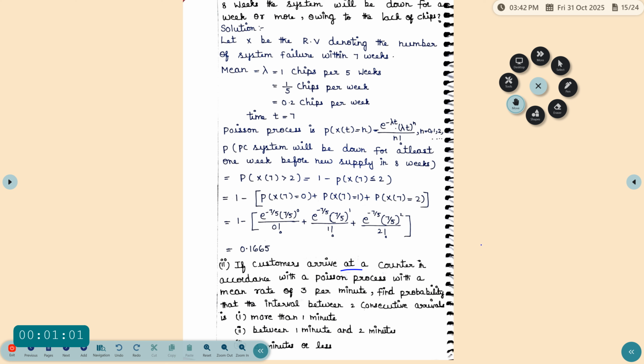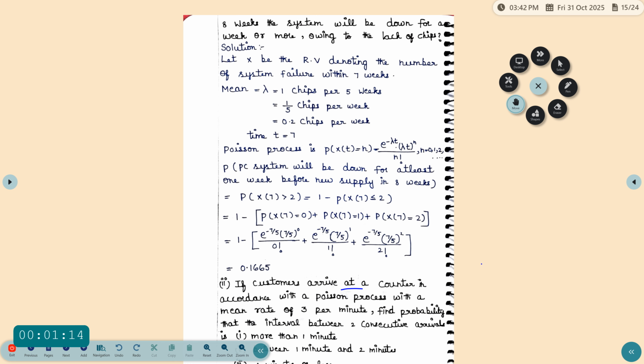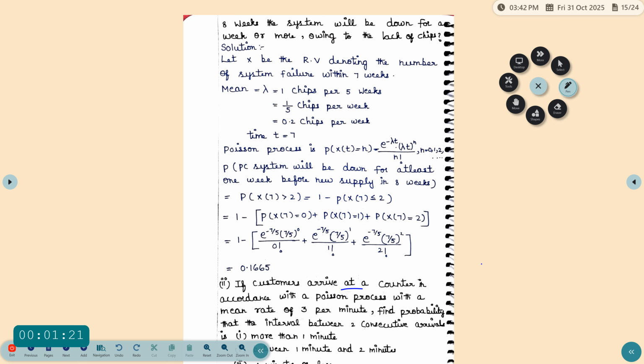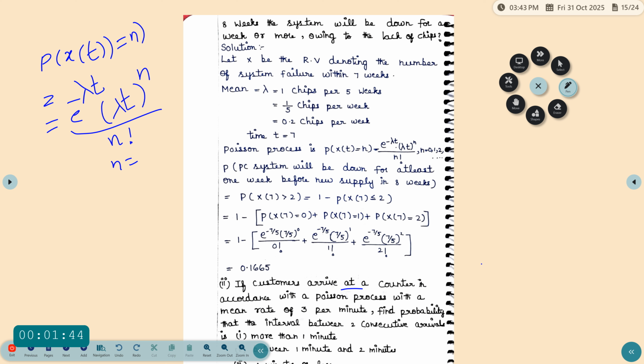So here we are going to use the Poisson process. X of t is a random process, and it is a Poisson process means P of X of t equal to n equals e power minus lambda t whole power n divided by n factorial, where n equals 0, 1, 2, and so on.